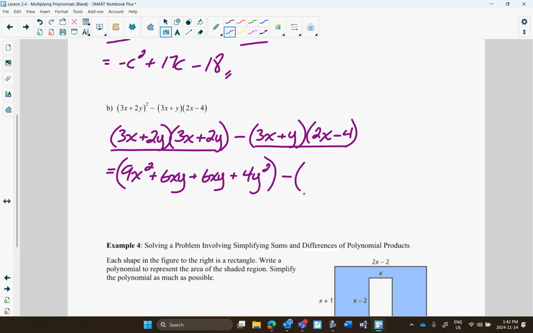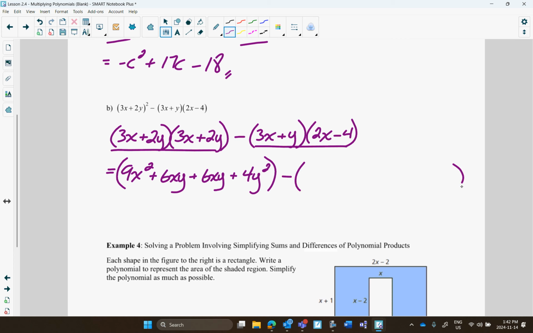Minus, now the other multiplication. 3x times 2x gives me 6x squared. 3x times minus 4 gives me minus 12x. Y times 2x gives me plus 2yx, or I'm going to write 2xy because it's consistent with the other ones. And y times minus 4 gives me minus 4y. When I take out the parentheses here, does anything happen? No, because there's no minus.